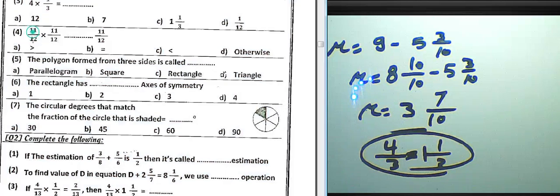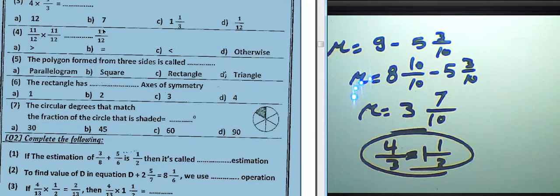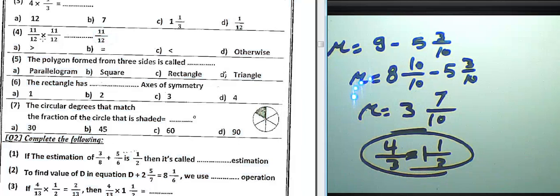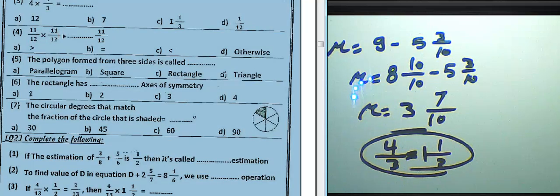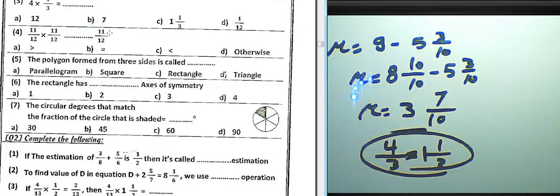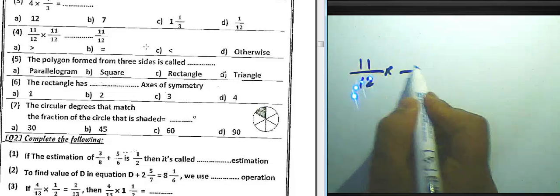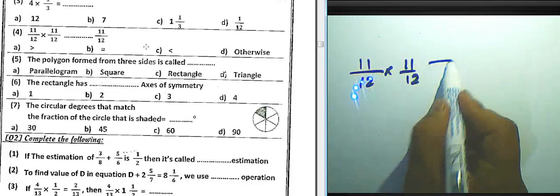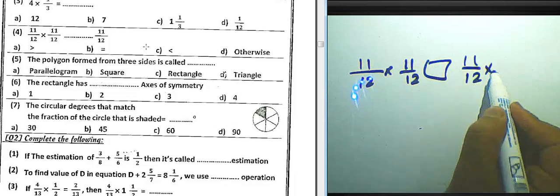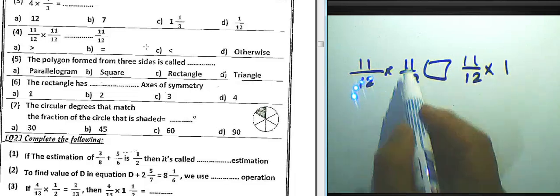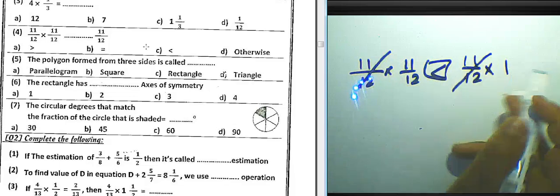Question number 4. 11 over 12 times 11 over 12 and 11 over 12. Who can tell me the result? We know 11 over 12, we can cancel it from the left hand side and the right hand side. Look at here, my students, this method is very easy for you. 11 over 12 times 11 over 12 or 11 over 12. 11 over 12 means multiplication by 1. You can cancel this number by this number, then 1 will be greater than. So 11 over 12 is less than 1.